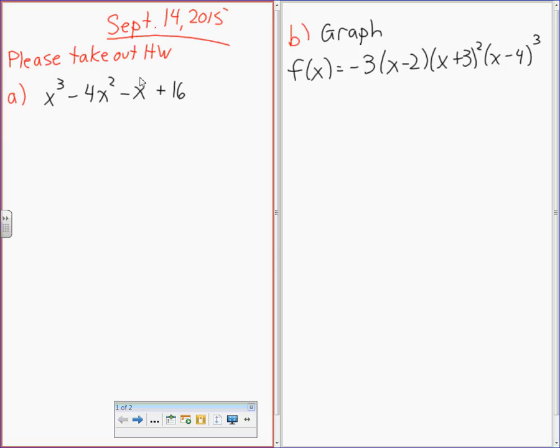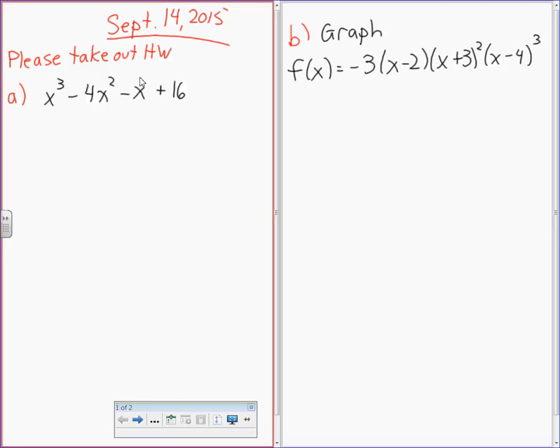Can anyone recall the first step to factoring x cubed minus 4x squared minus x plus 16? Tristan, first step. Go ahead.